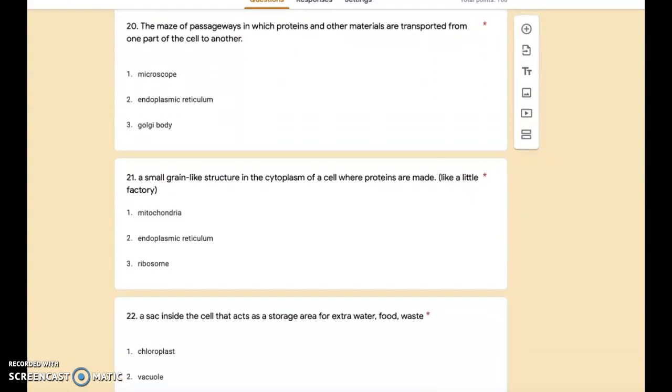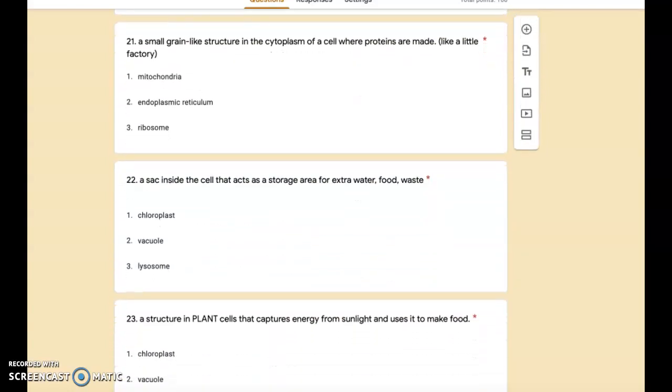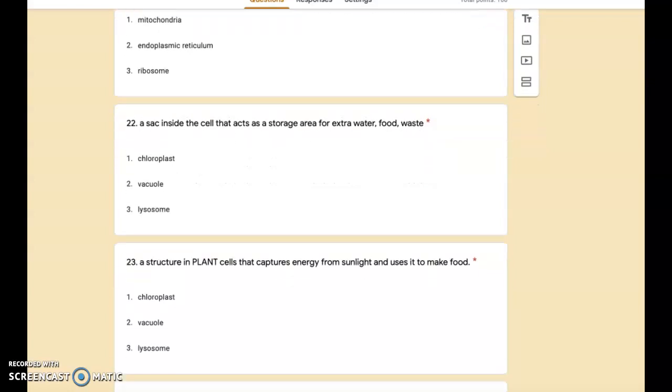Number 20. The maze of passageways in which proteins and other materials are transported from one part of the cell to another. Microscope, endoplasmic reticulum, or Golgi body. Number 21. A small grain-like structure in the cytoplasm of a cell where proteins are made, like a little factory. Is that mitochondria, endoplasmic reticulum, or ribosome?